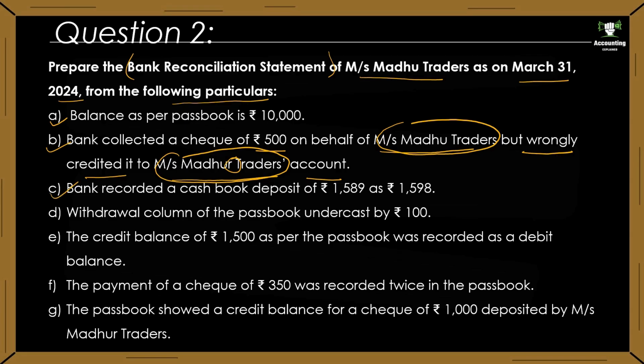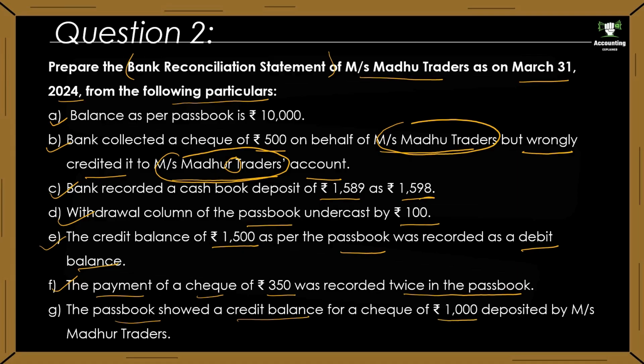Bank recorded cash deposit of rupees 1589 as 1598. Withdrawal column of the passbook is undercast by rupees 100. Point E. The credit balance of 1500 as per the passbook was recorded as a debit balance. Point F. The payment of check of rupees 350 was recorded twice in the passbook. The passbook showed a credit balance for a check of rupees 1000 deposited by Messrs. Madhu Traders. Instead of putting it to Madhu Traders, they have put it to Madhu Traders wrongly.